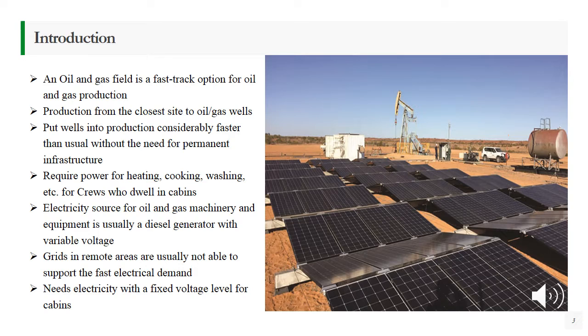Electricity source for oil and gas machinery and equipment is usually a diesel generator with variable voltage. Grids in remote areas are usually not able to support the fast electrical demand, and it needs electricity with a fixed voltage level for cabins.